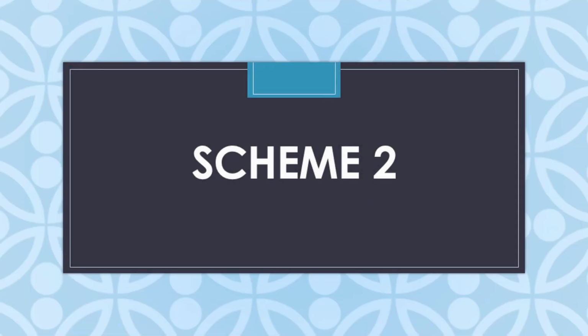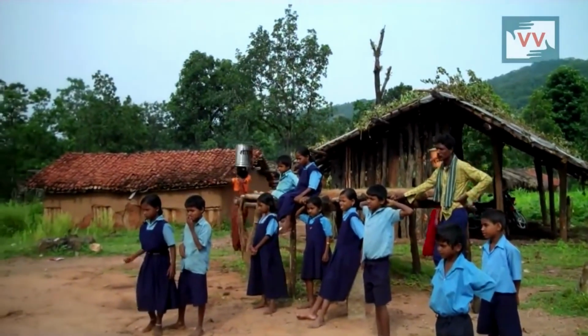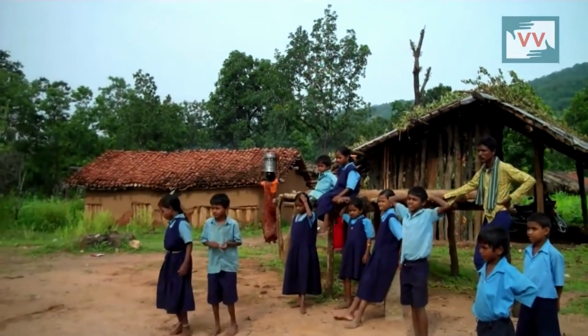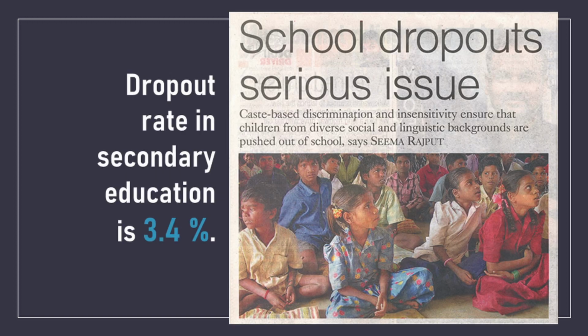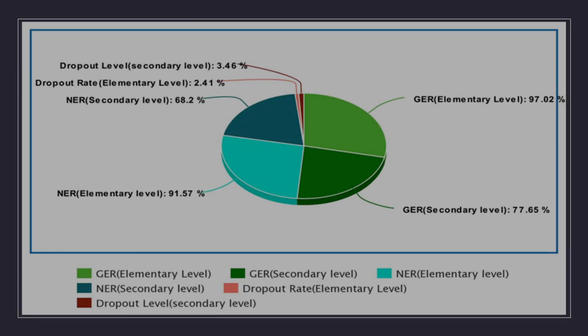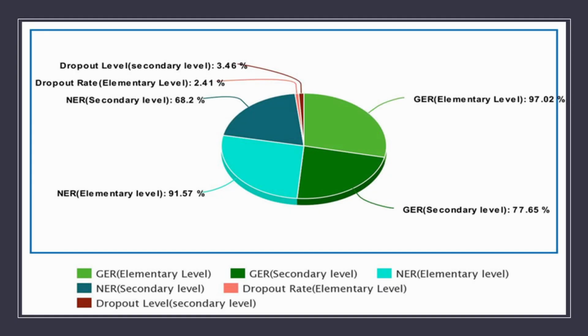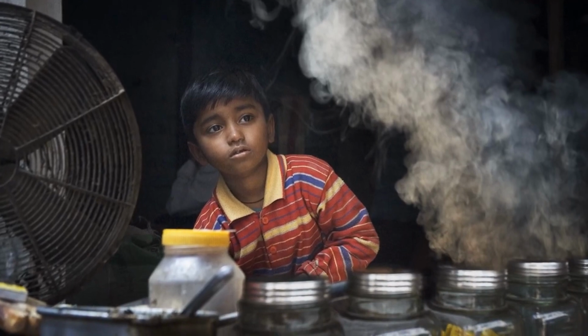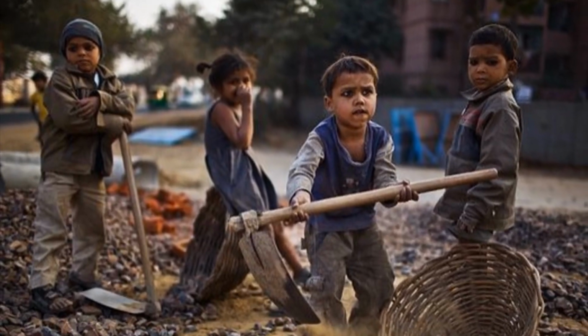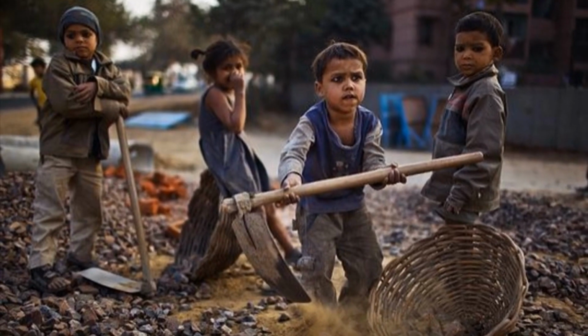Our second scheme addresses the student community from the tribal areas enrolled in middle and secondary level schools. The analysis of the enrollment data for the district shows a clear drop in enrollment for secondary level education as compared to elementary. The dropout rate also increases simultaneously at secondary level. One of the possible causes for this is poverty. Families often need their children to drop out of school to start earning an income for the family.